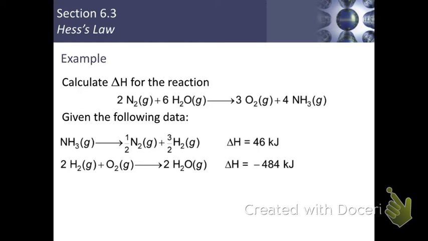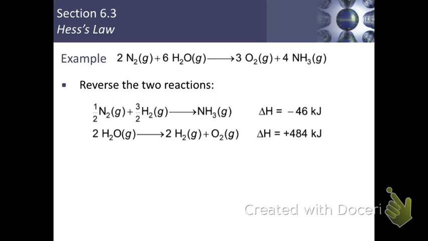Okay, so let's look at what we need here. Let's look at our products and our reactants. Here's our arrow on both. I need N2 on the reactant side and H2O on the reactant side. Do I have either of those on my reactant side? You don't have H2O. My H2O is on my product side, and N2 is also on my product side. So I need to reverse both reactions. I have that for you on the next slide. I have those reversed.